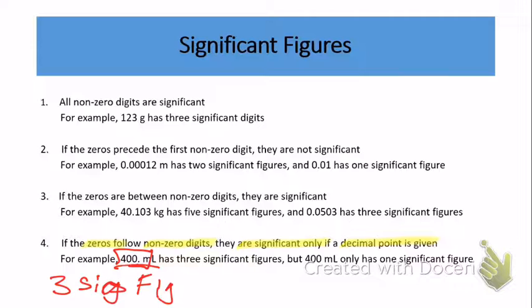Just because there is a decimal point there. All right. Now, what is the estimated digit? That would be the last zero then.